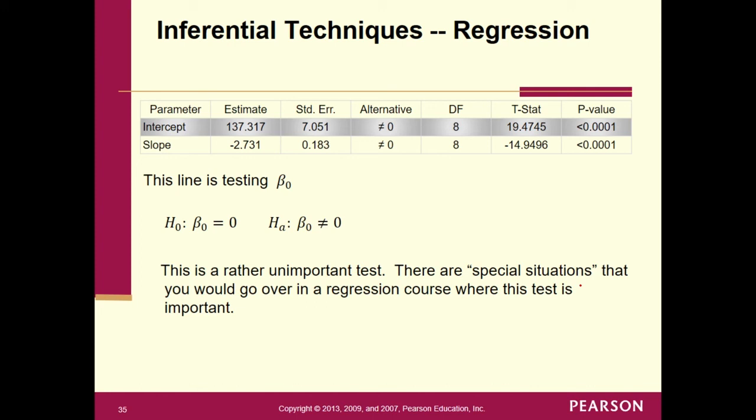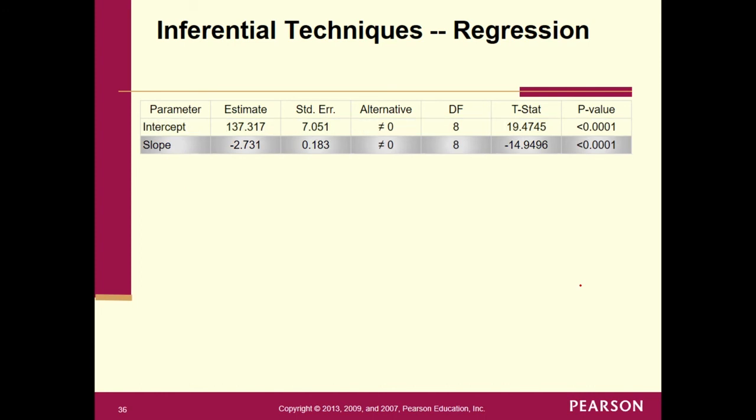And so really what we should focus our attention on is the second line here. By the way, if you looked at another computer output, they might not call this intercept and slope, but I don't care, because I can guarantee you that no matter what they call these, the first line is always testing the population y-intercept, and this bottom one is always testing the population slope. So let's concentrate on the bottom line.